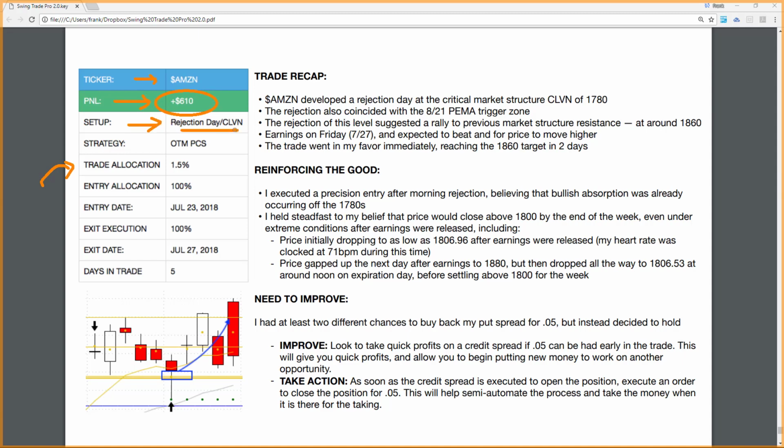Right here, rejection day, CLVN. That's the setup. It was a rejection day at a CLVN. What's the strategy I used? Slightly out of the money, put credit spread. Right? Trade allocation was 1.5%. Entry allocation was 100% of entry. The entry date was here. The exit execution was all out. The exit date was the 27th, and the days in trade was 5. Just a very, very simple trade log to get you a quick understanding.